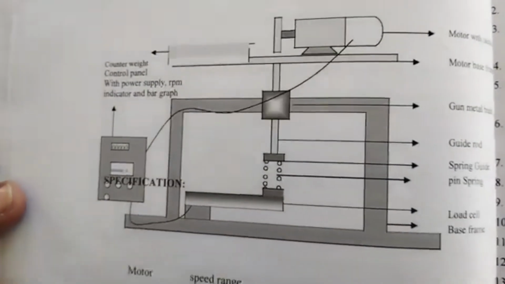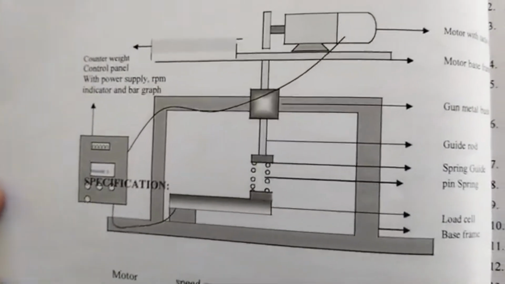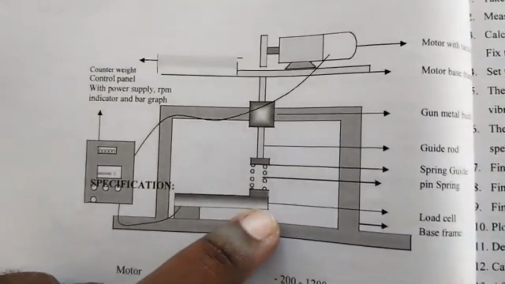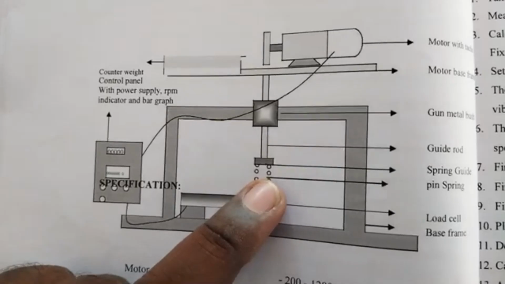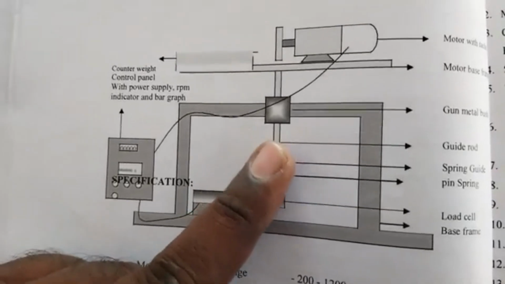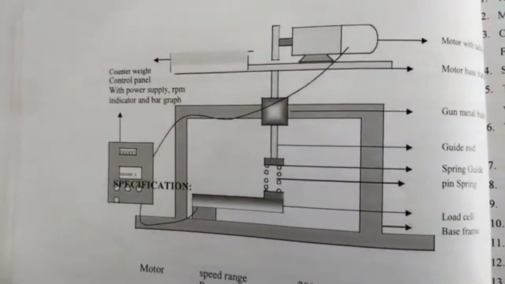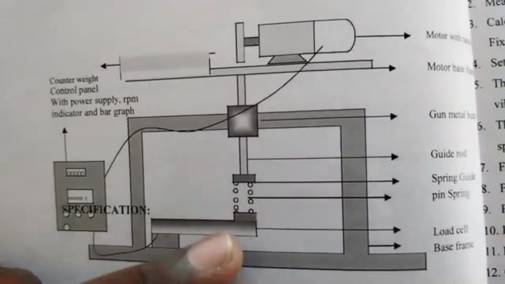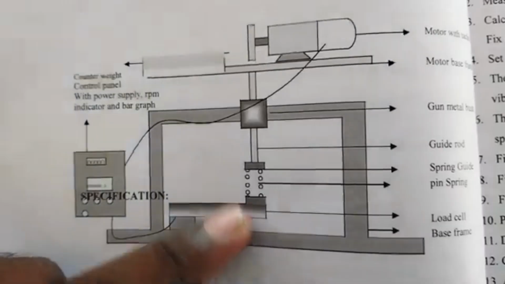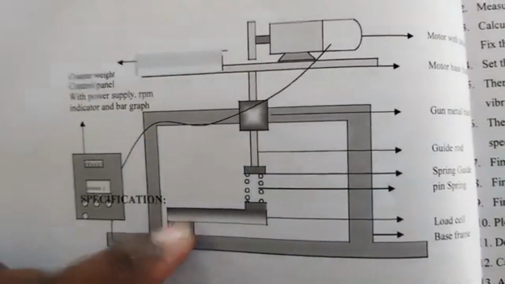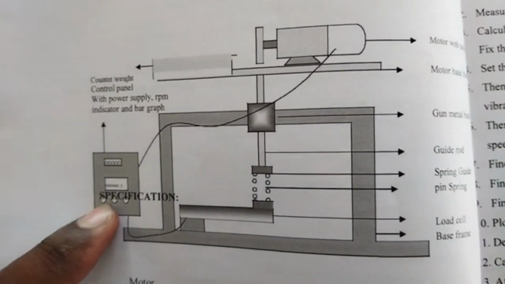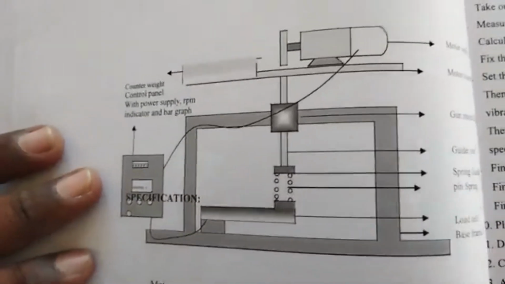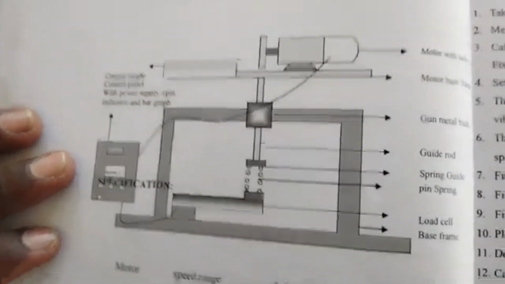So this is the schematic representation of the experiment. Here we see the load cell. This load cell is connected to the spring. The spring is connected to the shaft, and the shaft is connected to the motor. The motor load is applied to the spring, and the spring load is transferred to the load cell. This load cell is connected to the indicator. This indicator will blink to show how much load is applied to the spring.